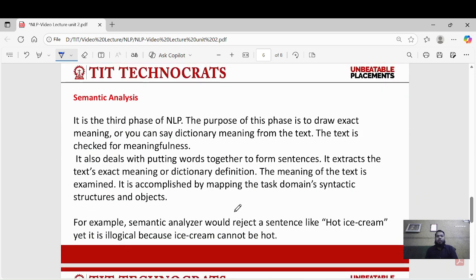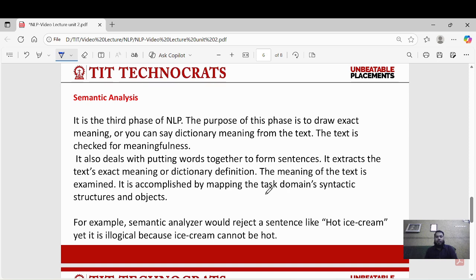Now, the third phase is semantic analysis. In this phase of NLP, the purpose is to extract the meaning, or you can say the dictionary meaning, from the text. The text is checked for meaningfulness. It also deals with putting words together to form sentences. It extracts the dictionary definitions and the meaning of the text is examined. Basically, in this phase, whether the whole sentence is meaningful or not is checked.